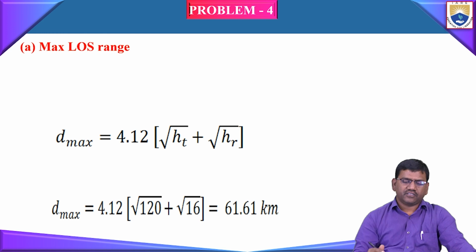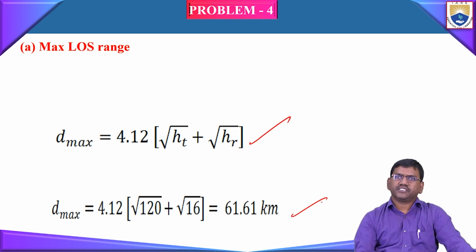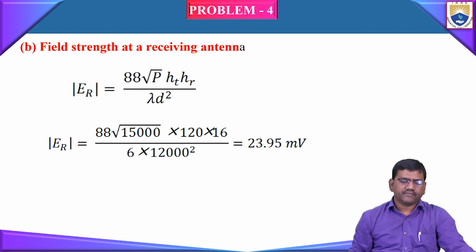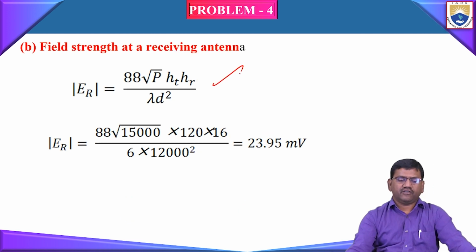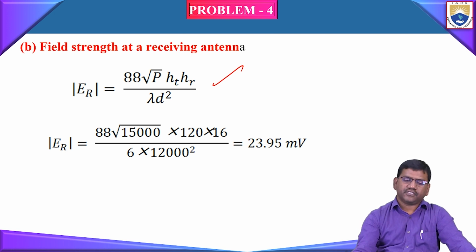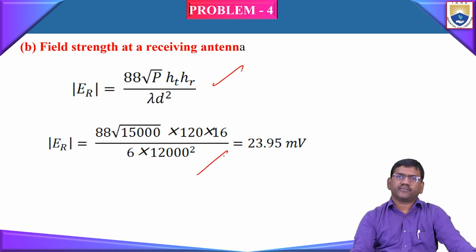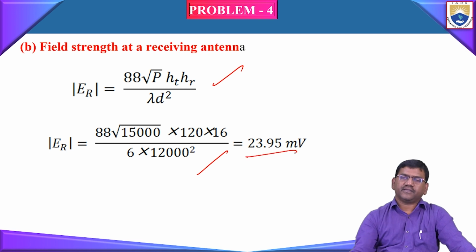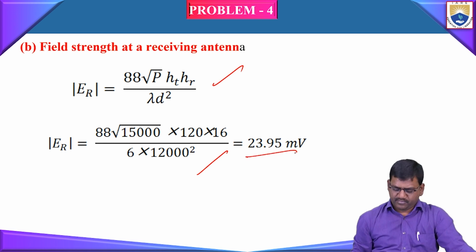So this is how to find out the value. D max is equal to root HT plus root HR. Substitute the values of HT and HR, you will get 61.61 kilometers. And similarly, find the value of ER, which is equal to 88 root P HT HR by lambda d square. Substitute the given data of the problem, and if you simplify the mathematical analysis, you will get 23.95 millivolts.